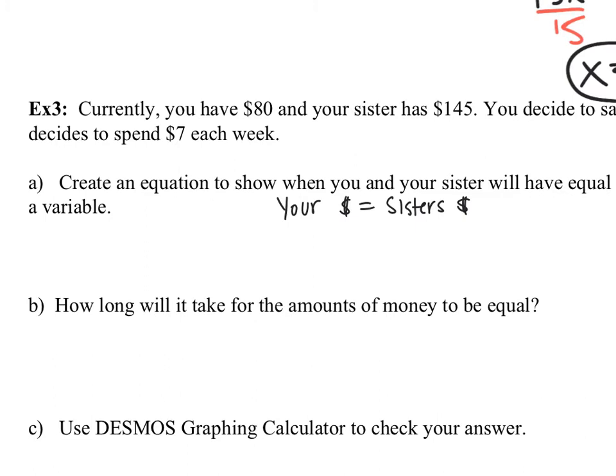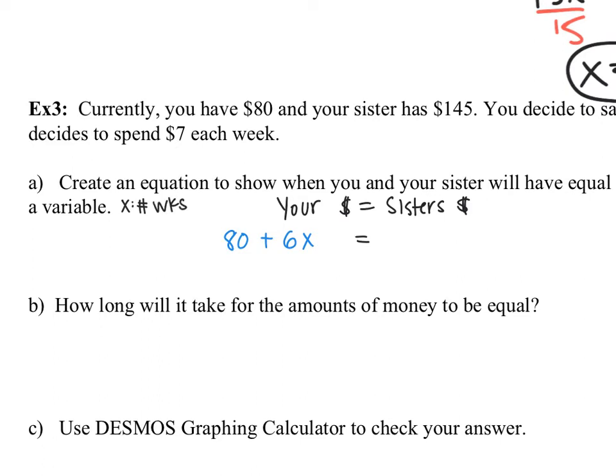Now, we don't know how much money each of you are going to have because it's going to depend on the number of weeks that you save for. But what we know about you is that you have $80 and you're saving money, so your amount is going to go up. And it says that you're going to save $6 each week. So that would mean after 1 week, you've saved $6, after 2 weeks, you've saved $12, and so on. And so what that would mean is that I could do 6 times x, where x represents the number of weeks, to find how much money I could add to my $80.